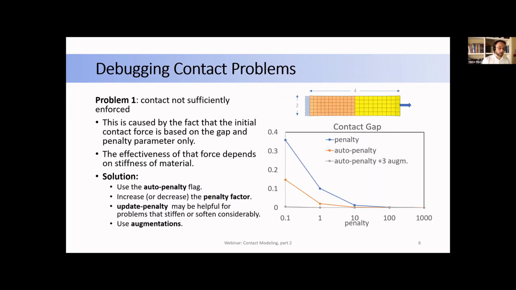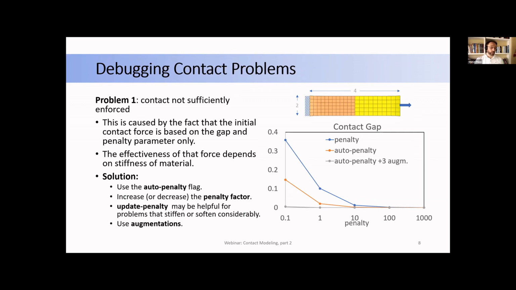So let's start with the easy problem, and that is that the contact is not sufficiently enforced. What's the main cause of this? You have to keep in mind, think back to the penalty method, where the contact force is essentially the product of the penalty parameter times the gap. That implies that you can't have a force unless you have a gap. So there's always going to be a little bit of gap when you're dealing with FEBio's contact formulations. Usually it's very difficult or impossible to get that gap to 0.